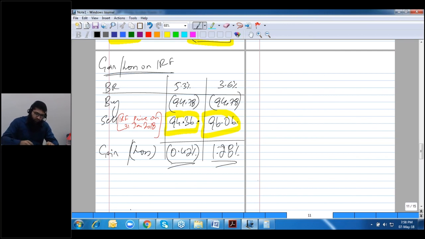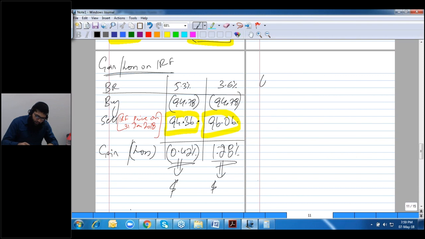Okay, so that means you've got a loss in one of the cases and you've got a gain in the other. Now, how exactly are we going to convert this gain or loss into dollar terms? We need to understand this, so let's actually talk about it. How would you actually convert it?